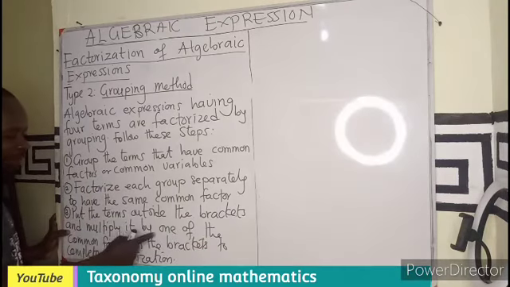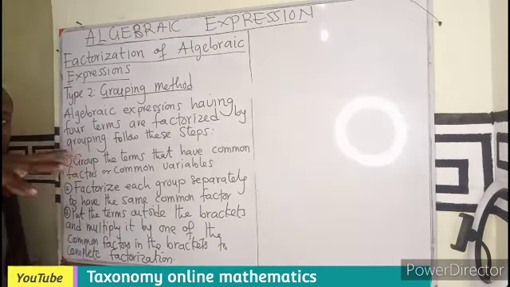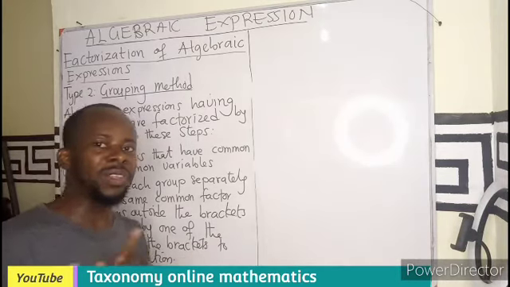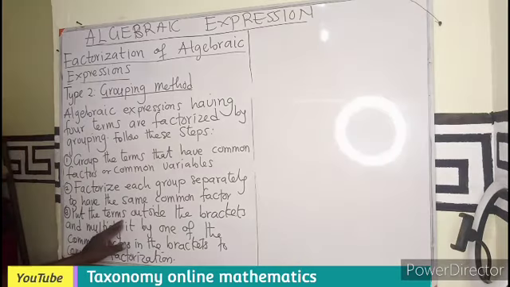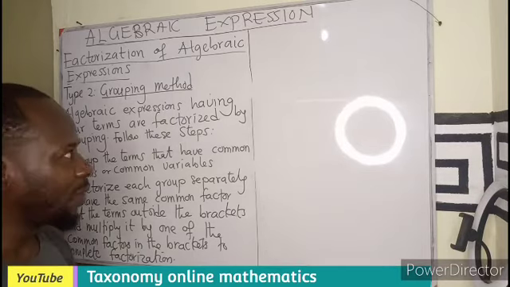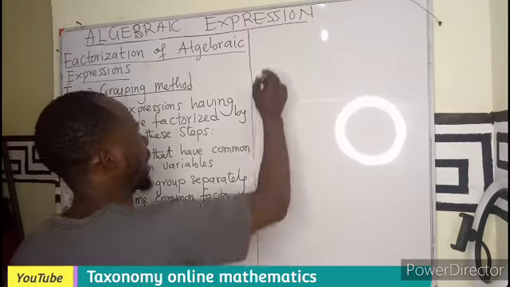The third one is going to be put the terms outside the bracket in one bracket, then multiply it by one of the common factors in the bracket to complete your factorization. Let's take a question to see how we can do that.